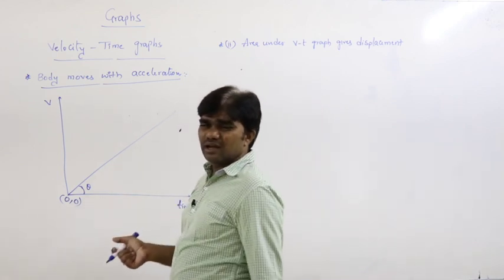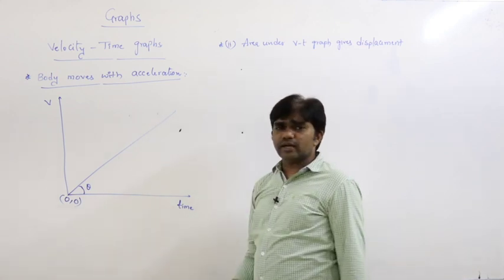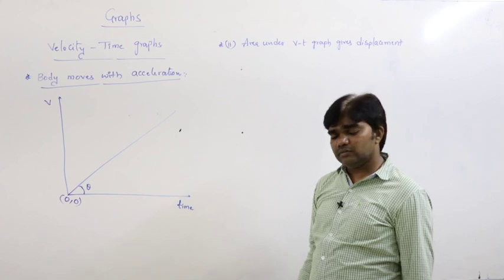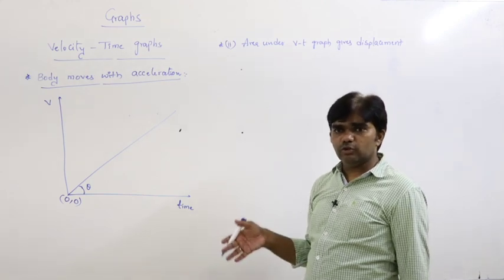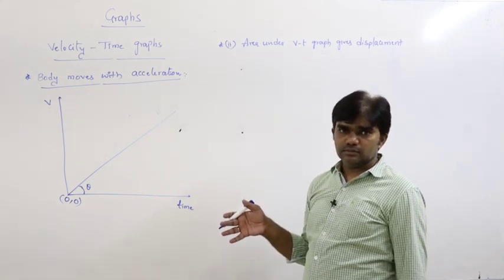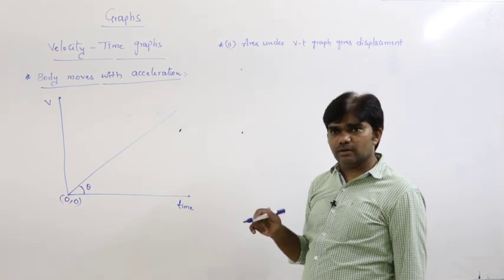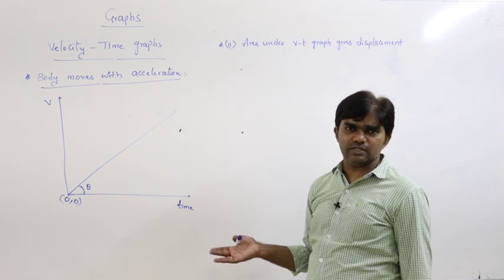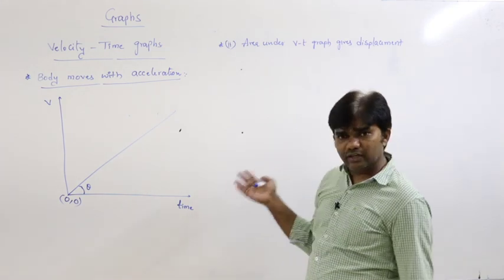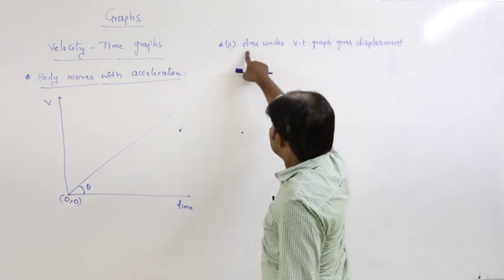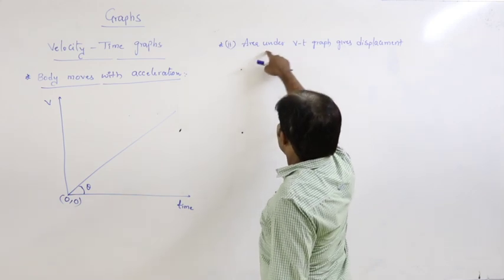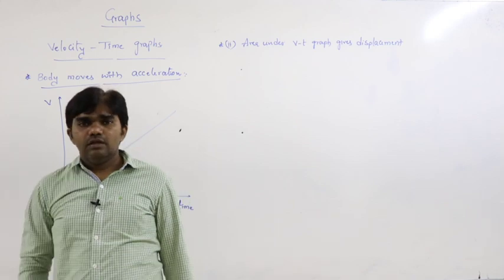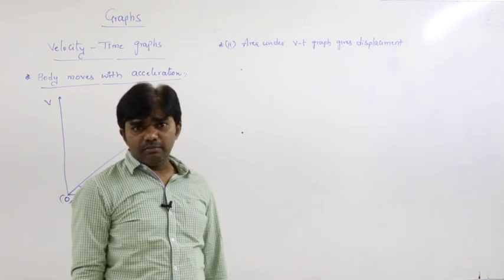Area means, what is the area of a triangle formula? Half into base into height. Or the area of a rectangle, length into breadth. Area of a square, side into side, or s square or l square, whatever it is. So different shapes have different areas. But here what is the condition? The area under the velocity-time graph gives displacement.